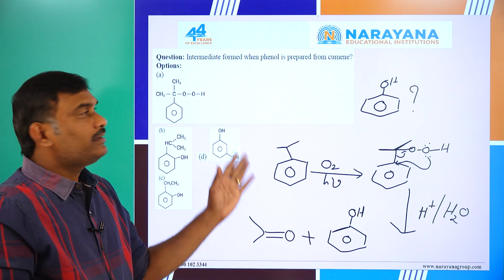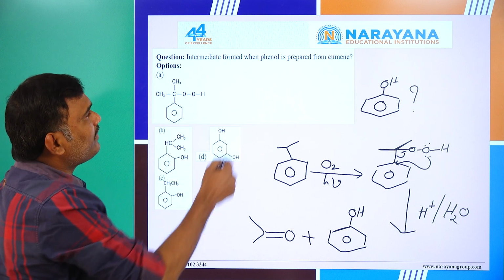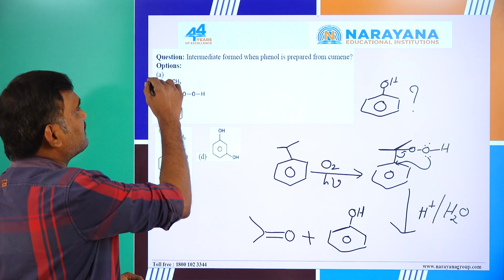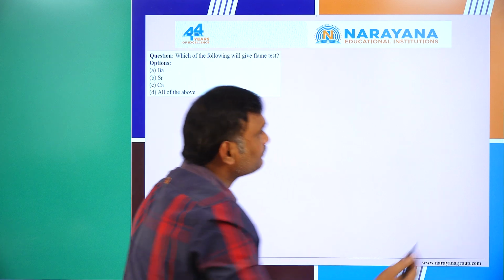This is a general or regular examination question. That is why the intermediate formed is cumene hydrogen peroxide. This is the answer. Now go for the next question, students.